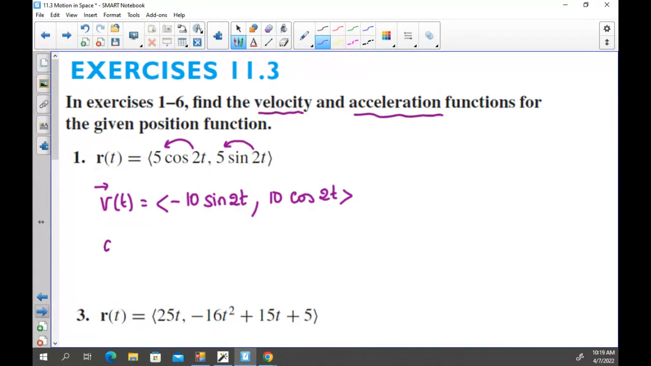The acceleration will be minus 20 cosine 2t and minus 20 sine 2t, like this. Okay, that's fairly easy. No major issues here.